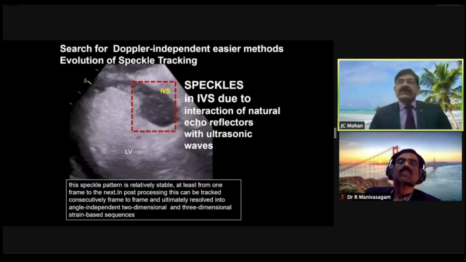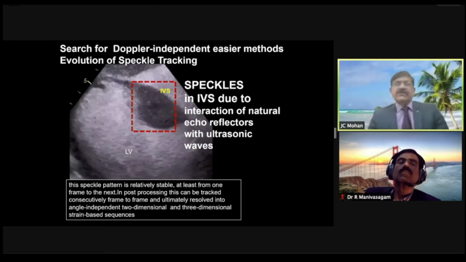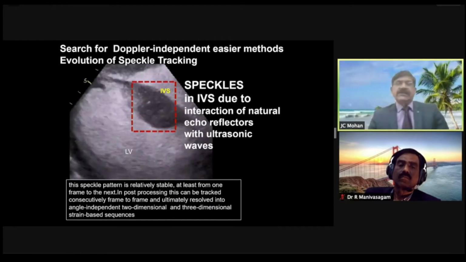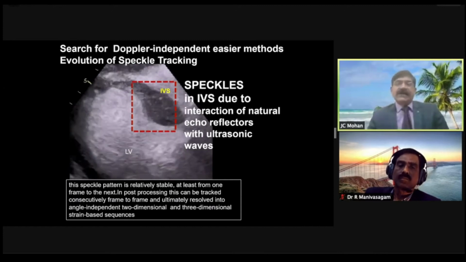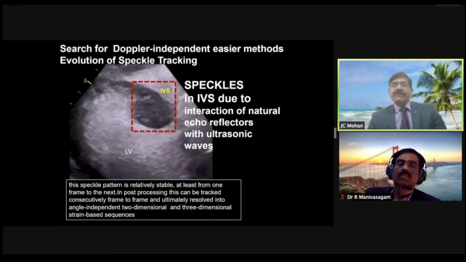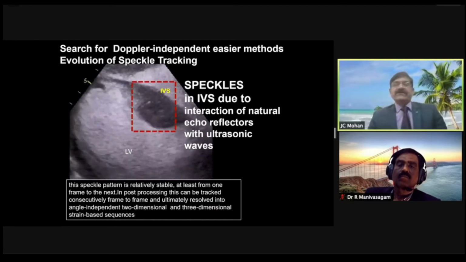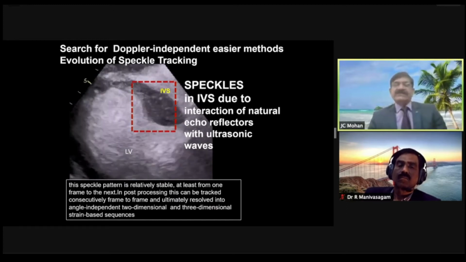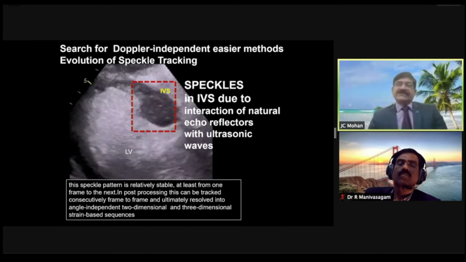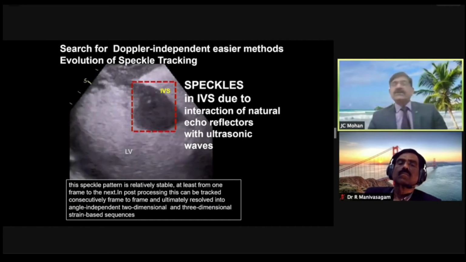So what is a speckle? What is speckle tracking? Here is a contrast imaging in a patient of hypertrophic cardiomyopathy, and in the box is the basal anterior septum. Within that myocardium, you can see some white dots. These are speckles. Speckles are natural echo reflectors when acted upon by ultrasonic waves. When ultrasonic waves interact with natural reflectors, there is reflection, backscatter, and refraction, and the end result is you see these bright spots, called speckles.